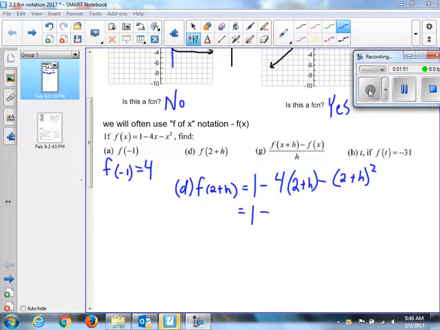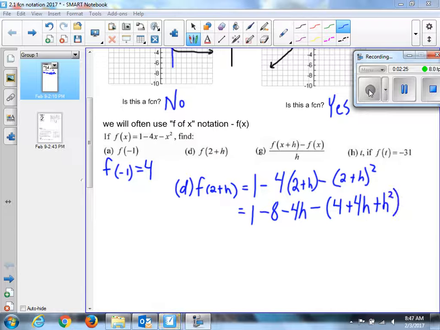1 minus, I distribute the minus 4. Minus 4 times 2 is negative 8. Then minus 4 times h, subtract 4h. I'm going to keep this minus sign here. This is the biggest chance for mistakes, distributing this negative sign. Now, 2 plus h squared. So 2 times 2 is 4, plus 2h, so that's 4h, plus h squared. You should have 3 terms.